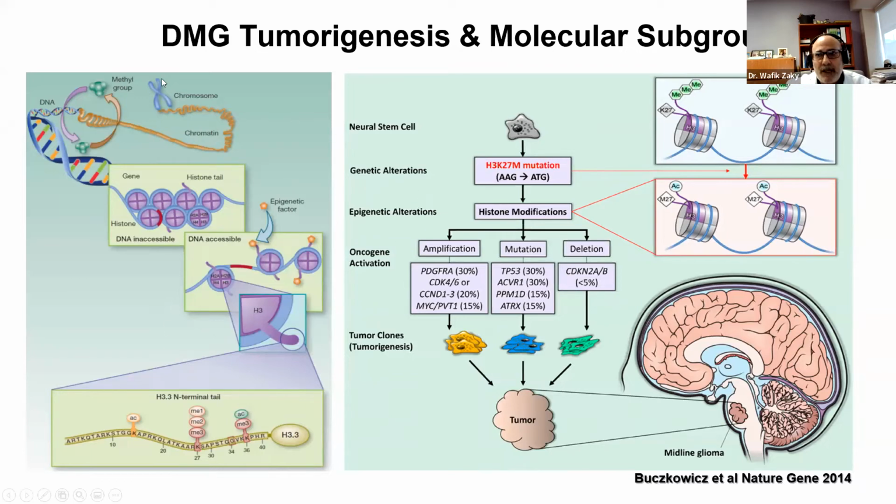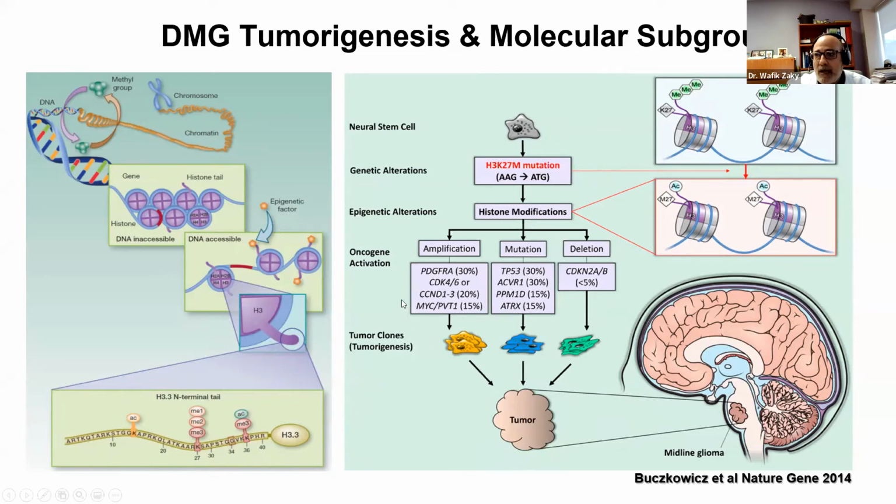We know that chromatin is basically DNA wrapped around a histone octamer, and there are different histones. Histone 3 has an amino acid tail, and at position 27, there is a lysine. When the K27M mutation happens, the lysine is replaced by methionine. So there will be loss of the trimethylation mark. This will lead to decreased genome repression and increased transcription of some of the oncogenes, which, with the interaction of other genetic alterations in the DIPG, will lead to tumorigenesis.